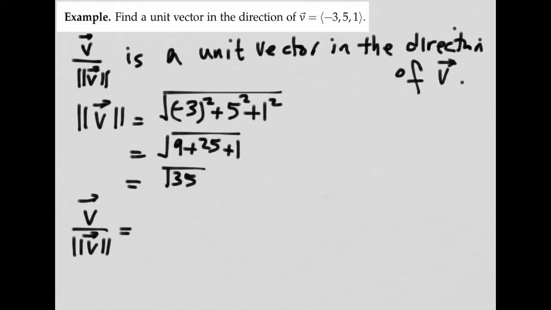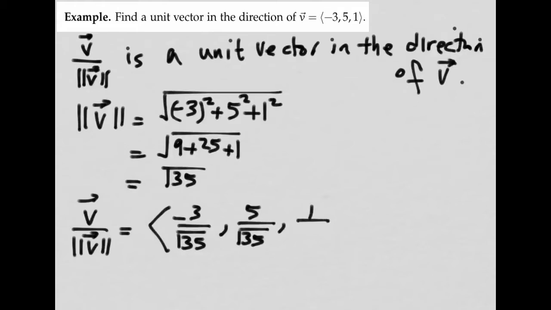We simply do this component-wise, meaning we divide each component by the square root of 35. And we get that the vector with components -3 over root 35, 5 over root 35, and 1 over root 35 is a unit vector. You can check that it has magnitude 1 and has the same direction as v.